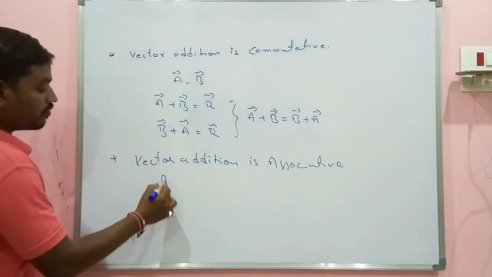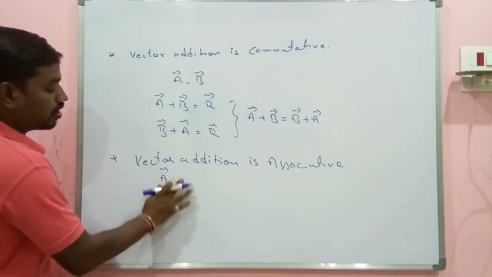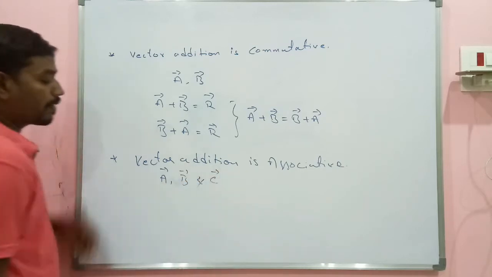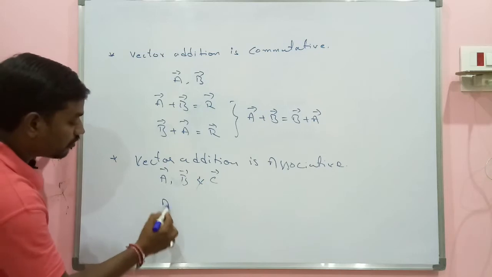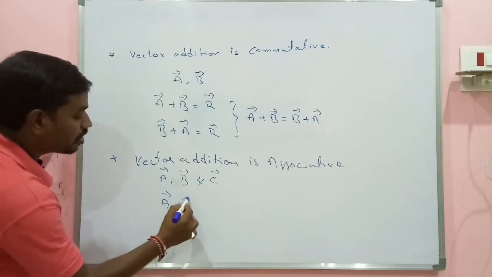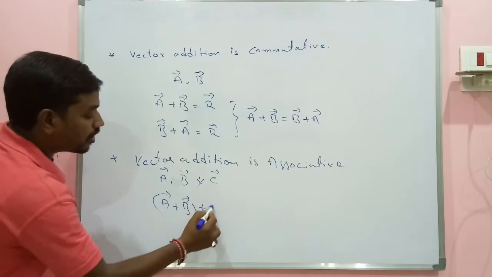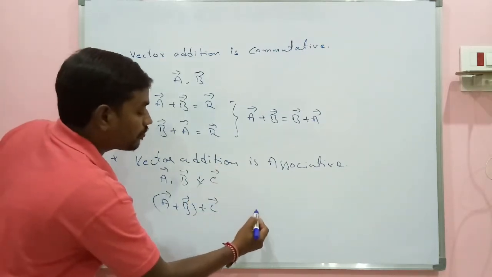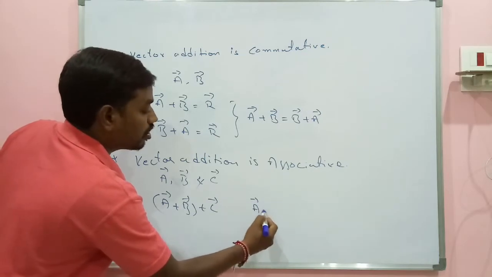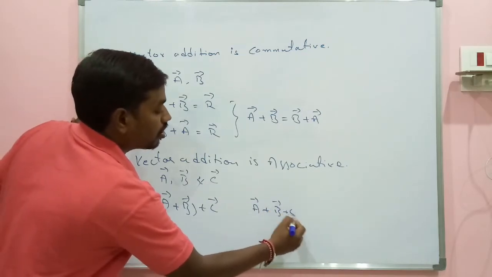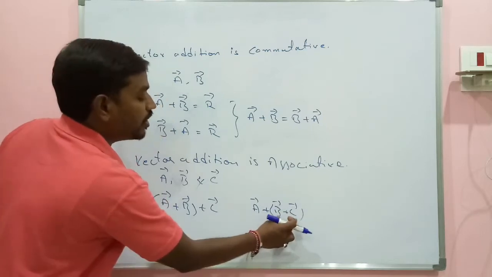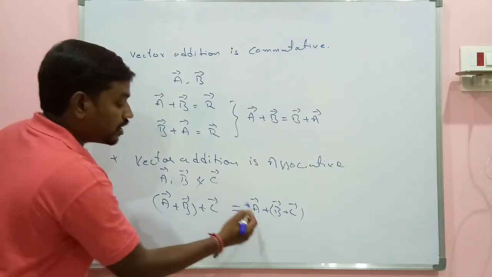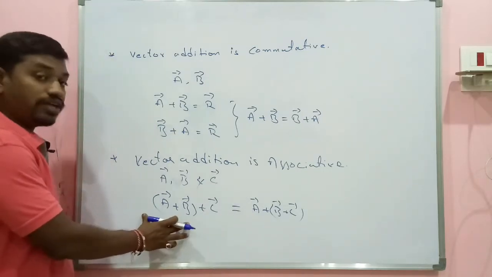That is, suppose you have vector A, vector B and vector C. Suppose you added vector A plus B, you got the resultant, and then added to C. In the second case I have added B and C, and that resultant I have added to A. We'll see that these both are equal. The order of addition is not important.